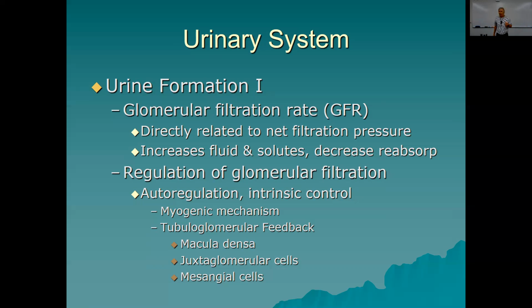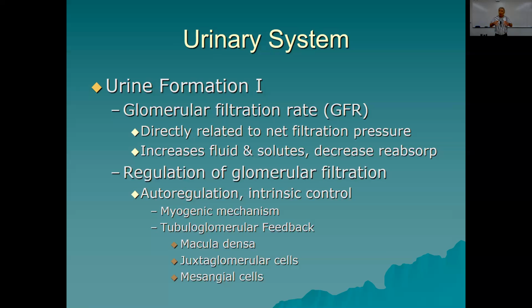There's autoregulation, which happens right in the nephron itself, or intrinsic control, and then there's neural mechanisms to affect it, and there's hormonal mechanisms to affect it. So first look at autoregulation, intrinsic control. First is the myogenic mechanism. And that is the fact that when you stretch smooth muscle, it reflexively contracts.